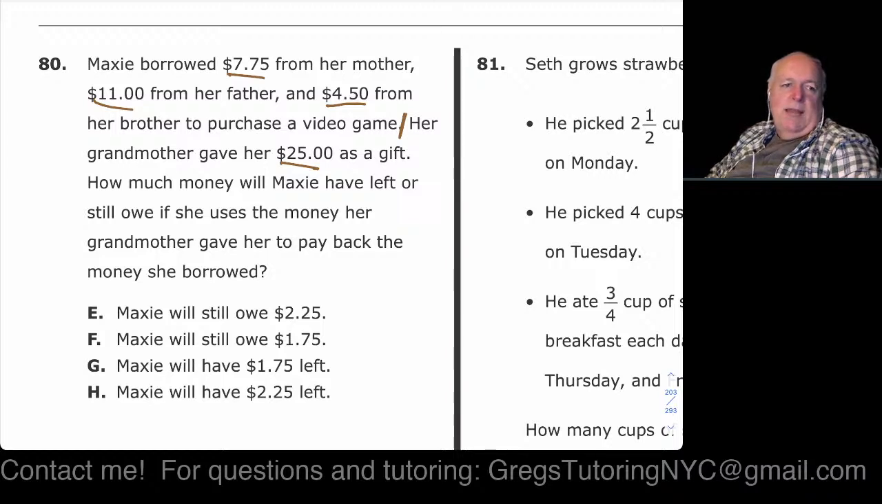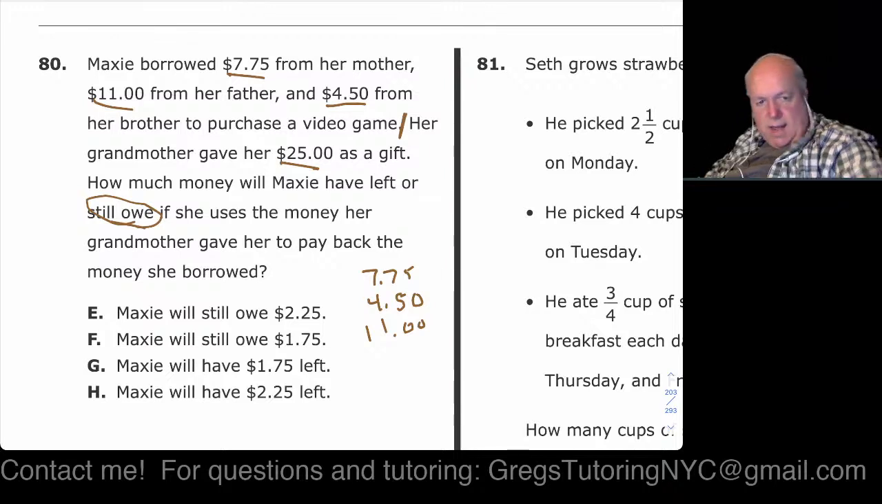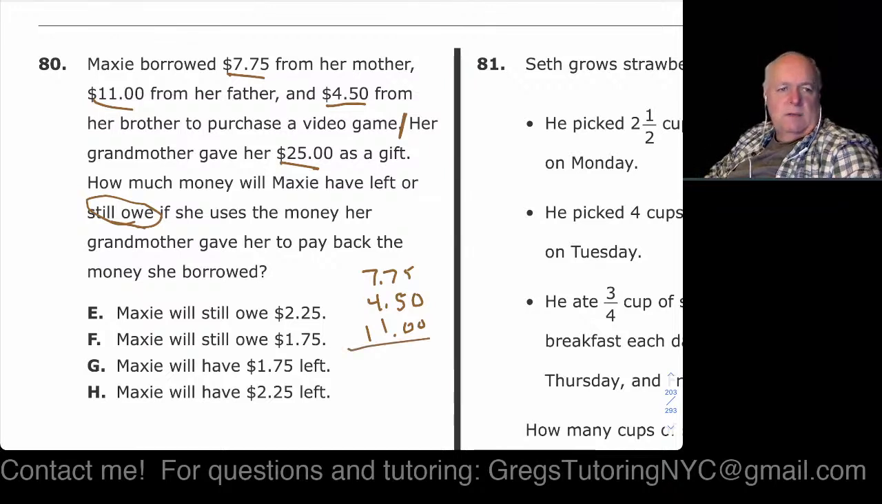All right, so she may not have enough money. So that's what I circle. If she uses the money grandmother gave her to pay back the money she borrowed. All right, so she borrows $7.75. She borrows $4.50. And she borrows $11. Okay, let me just double check this because this is one place where my dyslexia kicks in where I copy numbers wrong. So we have 11, 775, 450. Okay, good. All right, so we're going to add those up.